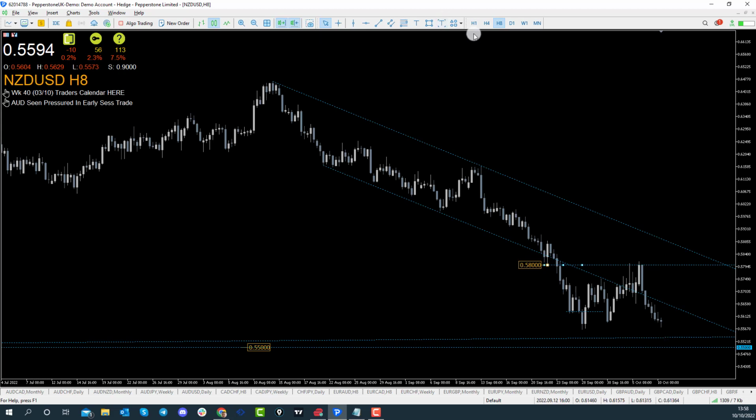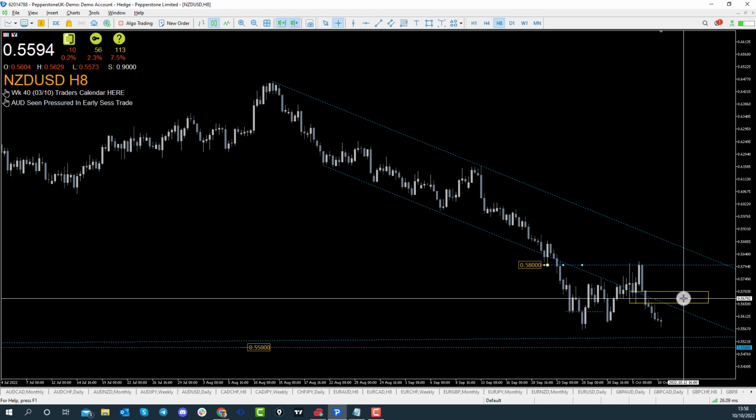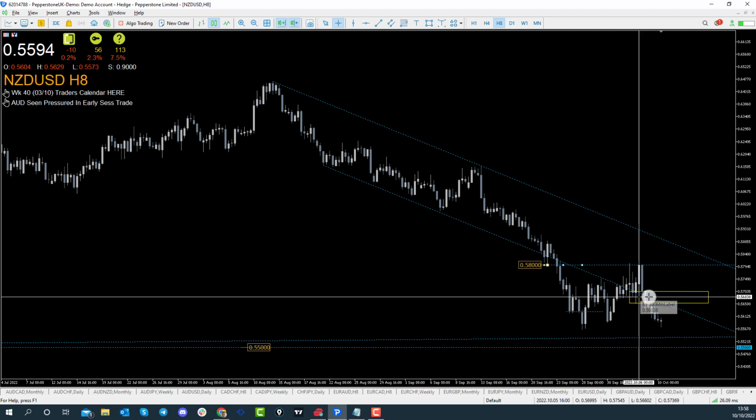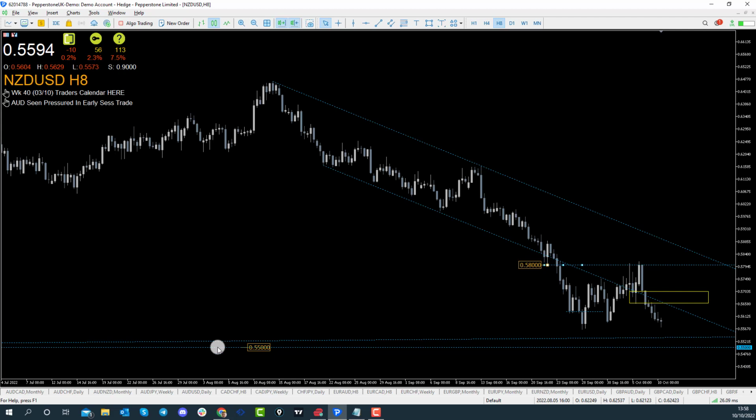So if you were looking for some short-term trading opportunities, we may expect price to come back into these recently broken lows, which is around about the 0.5675 handle. That area through there could act as resistance for price to continue down to the main key area, which is that 0.55 handle.